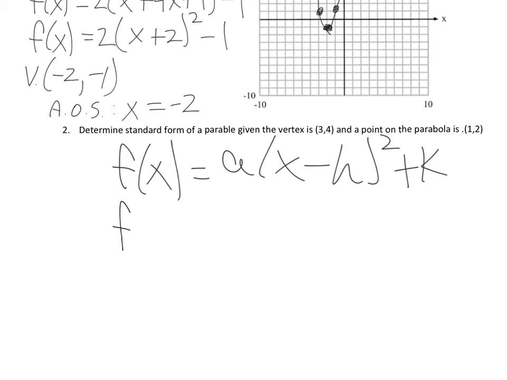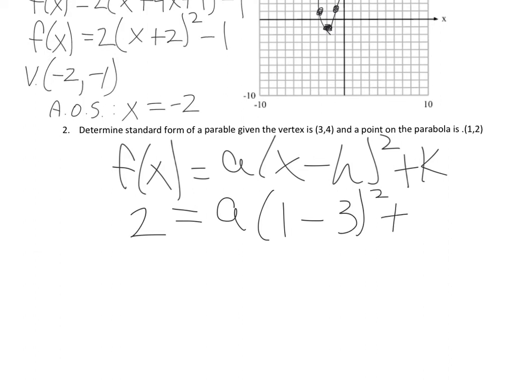So first thing we're going to do is substitute in 2 for f of x, since that's our coordinate x comma y. A, we don't know. The x of the coordinate would be 1 minus 3 for h, squared, plus 4, which would be k. We could have plugged h, k in for x, y, but we can't plug that x, y coordinate in for h, k. So that's why we plug in the h, k coordinate for h, k and the x, y for x, y. And now we go ahead and solve for a.